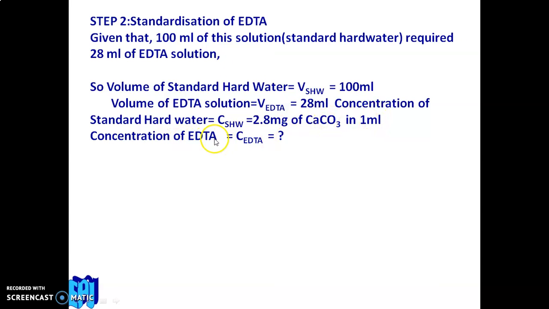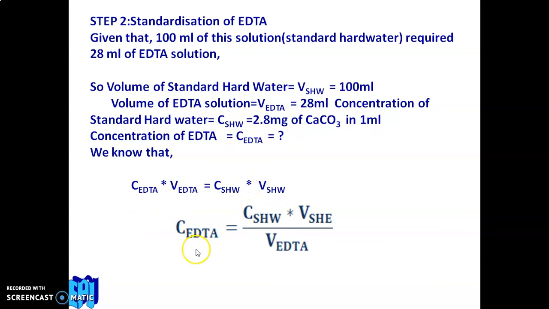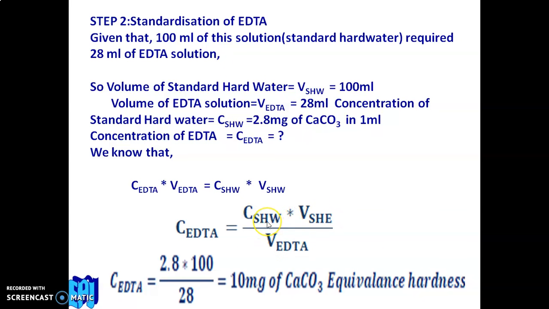Then we don't know the concentration of EDTA. We know the basic equation. What is the basic equation? Concentration of EDTA times volume of EDTA is equal to concentration of standard hard water times volume of standard hard water, where SHW is the standard hard water. So what is the concentration of EDTA? By rearranging the equation, the concentration of EDTA is equal to concentration of standard hard water times volume of standard hard water divided by volume of EDTA. Just substitute the values. The concentration of standard hard water we know is 2.8.